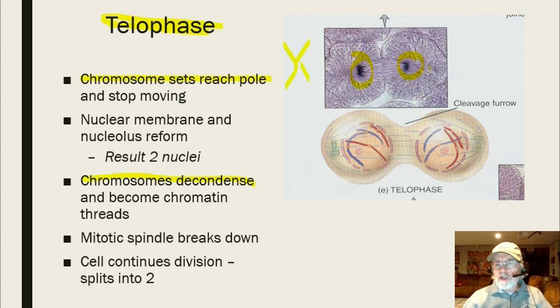And they start to look more like the chromatin that we found earlier on in the interphase period of time. So what happens, a nuclear membrane starts to form, the nucleolus reforms. Now I have two nuclei. The cell is still not totally divided.